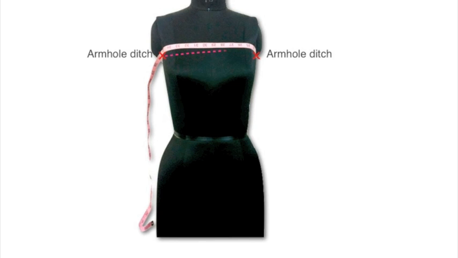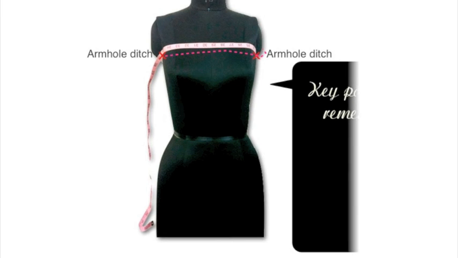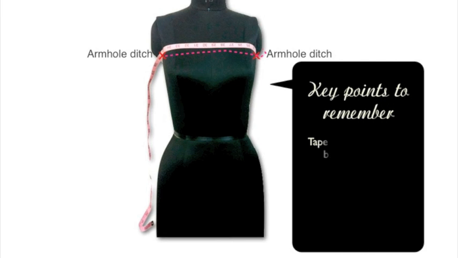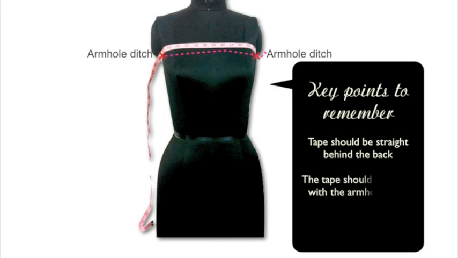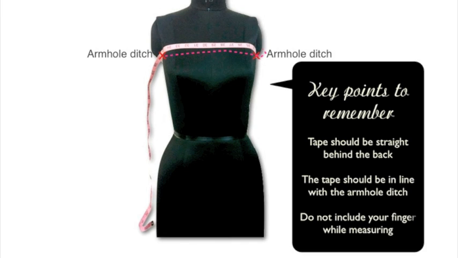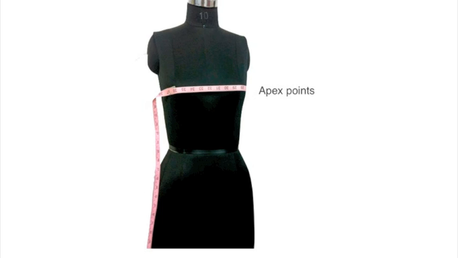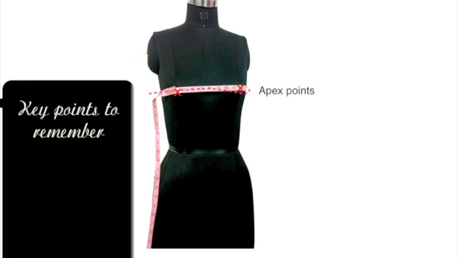And in your chest measurement, keep the tape straight behind the back of the person being measured and ensure the tape is tucked into the armhole ditch of the person, and then measure the circumference. Some key points to be remembered are that the tape, first of all, should be straight behind the back. The tape should be in line with the armhole ditch. Do not include your finger measurement in the circumference measurements.